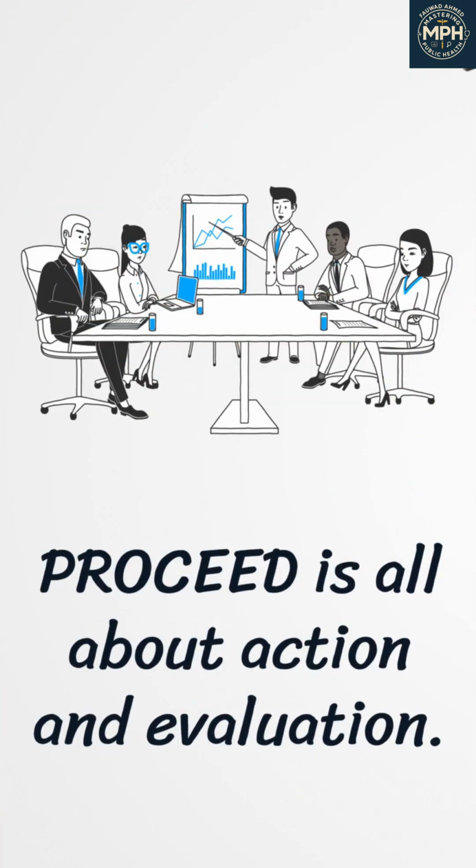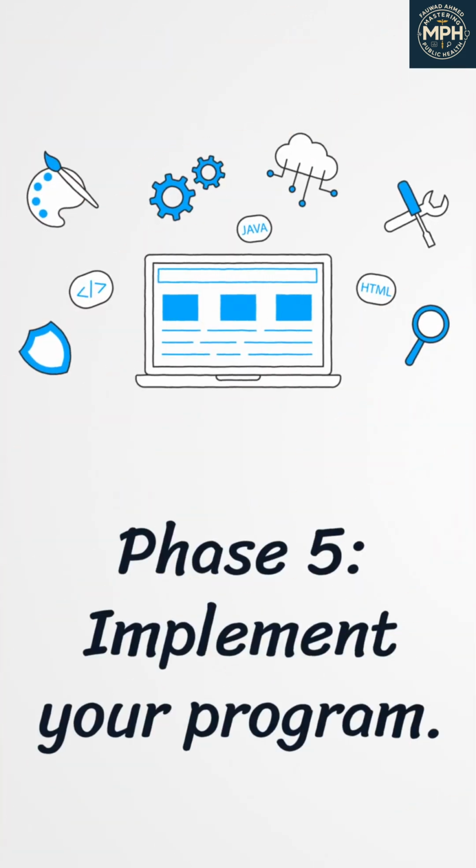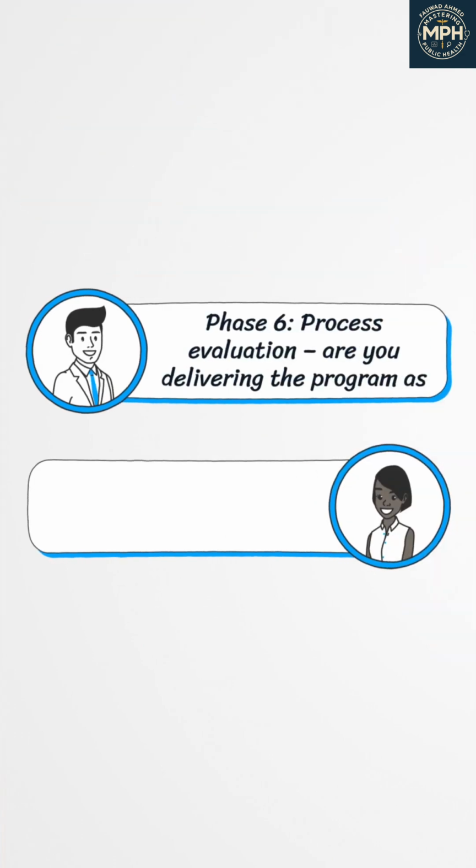PROCEED is all about action and evaluation. Phase 5, implement your program. Phase 6, process evaluation: are you delivering the program as intended?